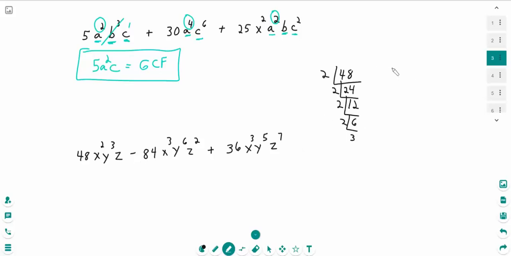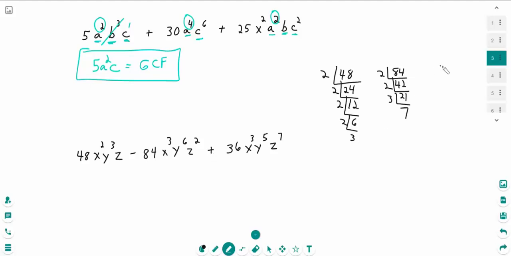Then the 84, another big number. Divisible by 2 again, it's an even number. So 2 can go into 84 42 times. 2 can go into 42 21 times. Now a 2 can't go into 21. So let's go to the next prime number, which is a 3. Can 3 go into 21? Yes, it can. So 3 can go into 21 7 times. 7 is a prime number, so we stop there.